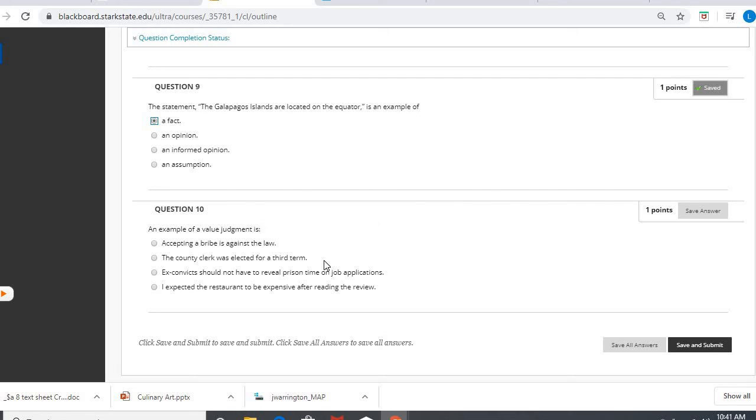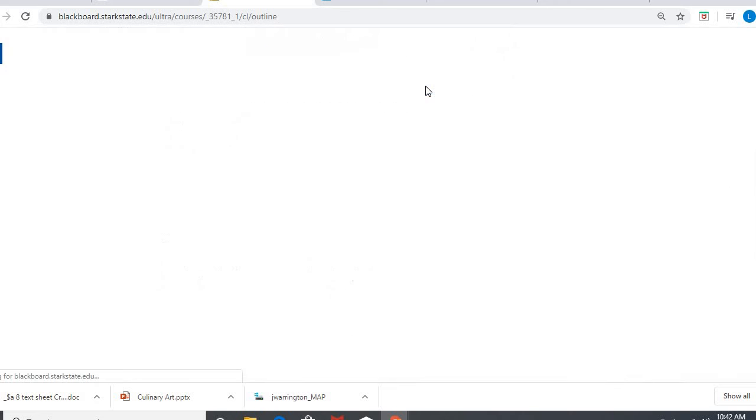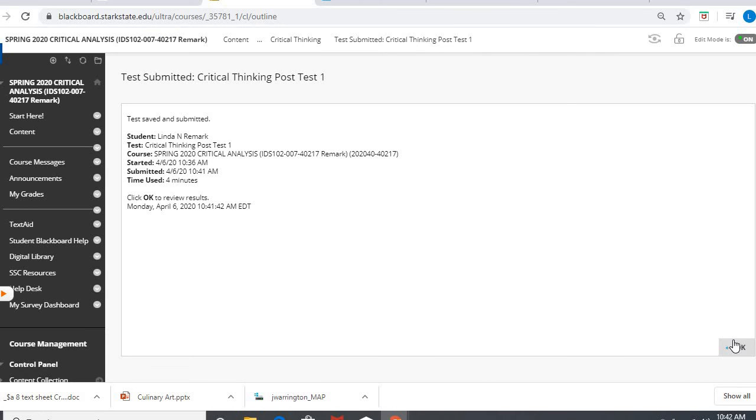So if you look at your options, accepting a bribe, it gets against the law. The county clerk was elected for a 3rd term. Ex-convicts should not have to reveal prison time on job applications. I expected the restaurant to be expensive after reading the review. Only one of these really has a value on it, like an extreme opinion, and that's that one right there. And they even use the phrase should not. That's when you know there's a value on there. My goodness. Okay, so that is your critical thinking skill.